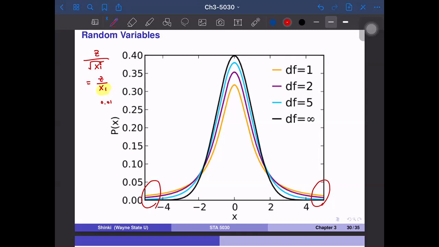As the degrees of freedom get larger, 1 to 5, to infinity, this goes to normal. The black curve, the t distribution with df infinity, is exactly normal 0, 1.